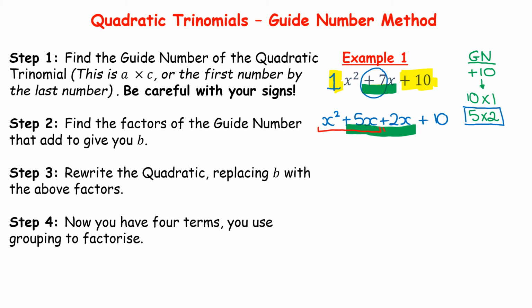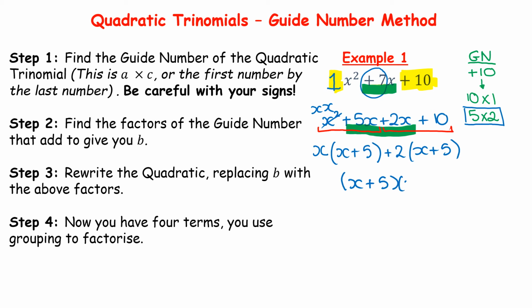We will be able to take the groups exactly as they are. So x squared, if it helps, it's x times x. That gives me x is common times x plus 5. Here, 2 is common, and we're left with x plus 5. I double check that my brackets are the same. They are. So that gives me x plus 5 times x plus 2. Order doesn't matter on those brackets.